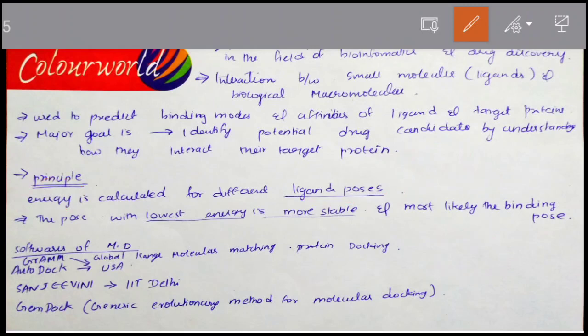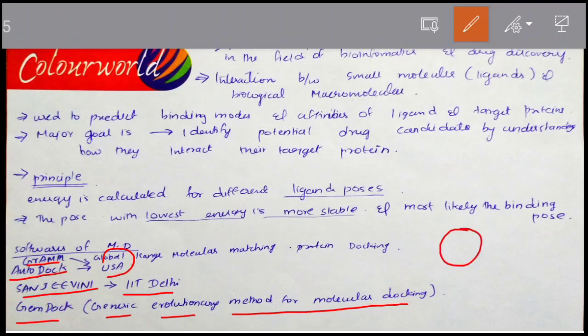As I told you, for the purpose of molecular docking, we need certain software. These are the software: AutoDock, GRAMM, Sanjeevani, GemDock. GRAMM and AutoDock were developed in the USA, and Sanjeevani is being developed at IIT Delhi in India. GemDock's full form is Generic Evolutionary Method for Molecular Docking. These are the software where a selected ligand and a protein are docked, that is, made to interact, and their energy is calculated there.